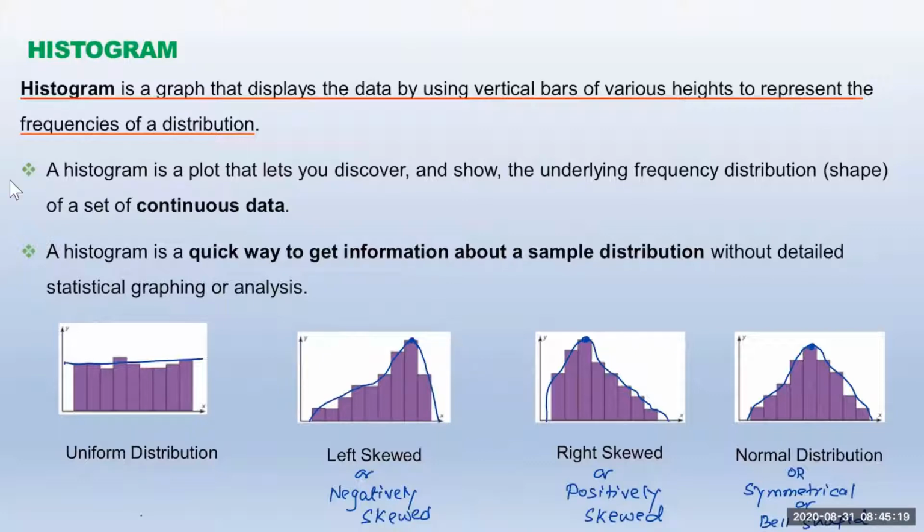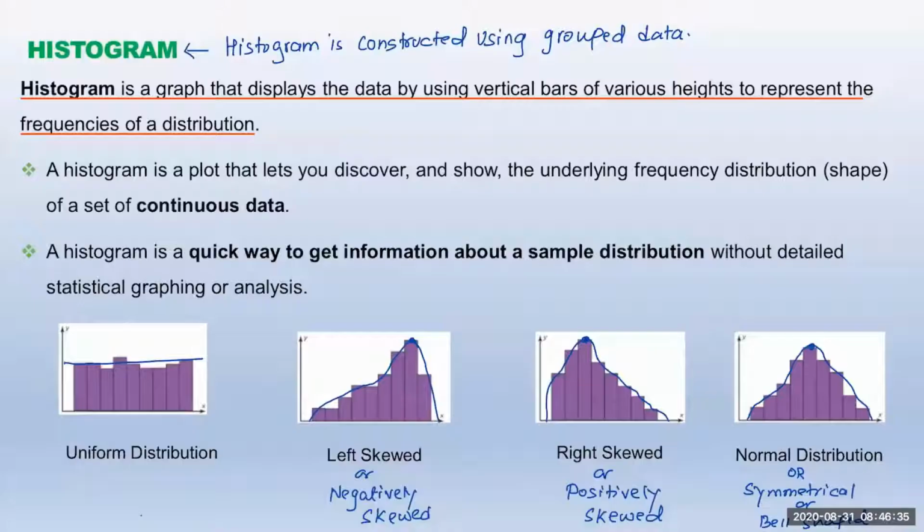And also, a histogram is constructed using the grouped frequency distribution. A histogram is a quick way to get information about the sample distribution without detailed statistical or graphical analysis. We can just look at it and tell in what direction we have the distribution. Okay, a histogram is constructed using group data.